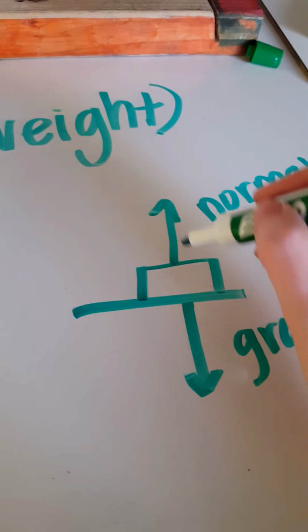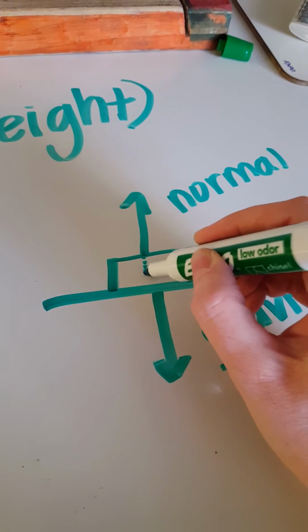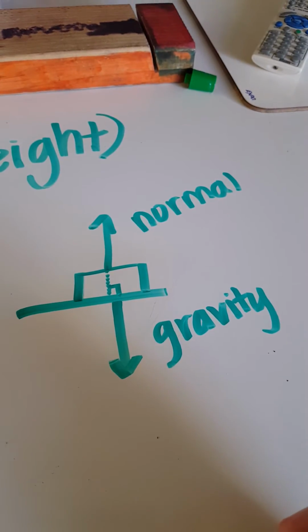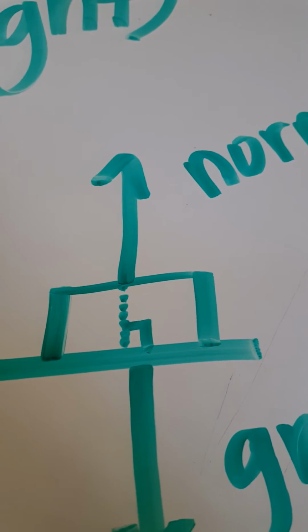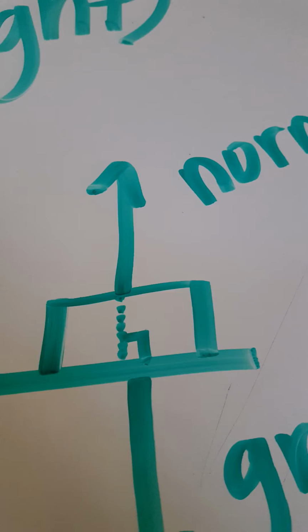So you'll notice that if I just extend my vector down here to the surface, I can draw a 90-degree angle or a right angle to show that it's at a 90-degree angle of the surface. So this is a push up from the table on the block at a right angle.